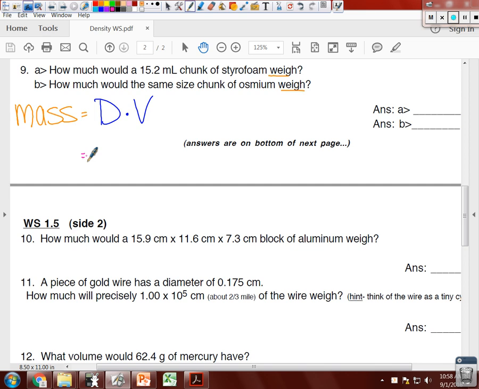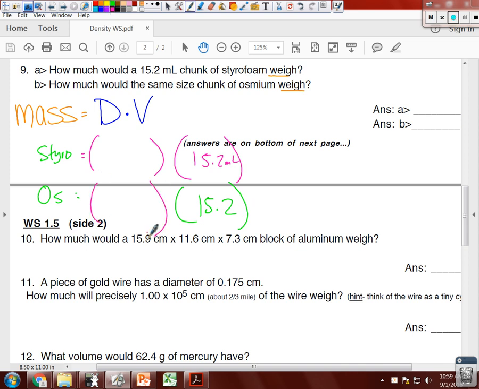Now, what do we know is the same about both of these objects? The volume is the same for both, right? And it's 15.2 milliliters. Now, the first one I'm going to do is for the styro, and this is going to be for the osmium, okay? So I know that it is 15.2. My question to you guys is, they never gave us a density. So how are you supposed to know? Look at that chart at the top.